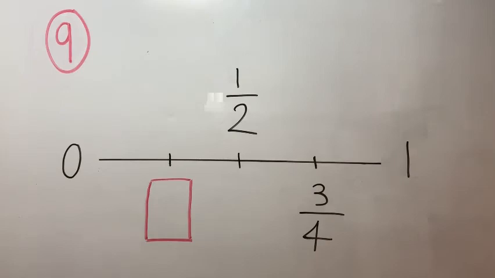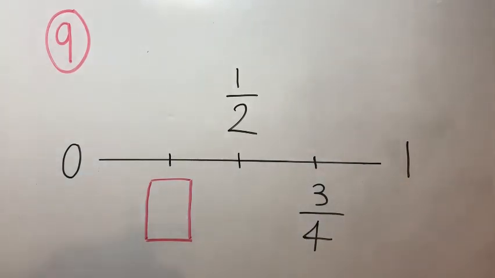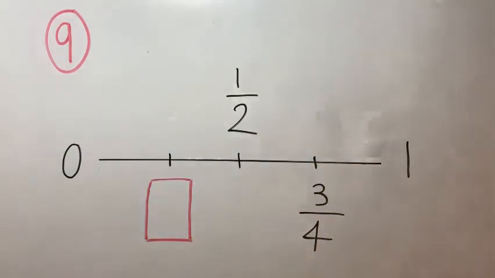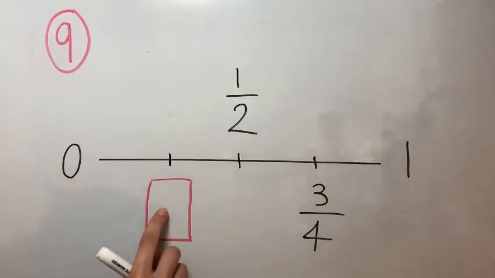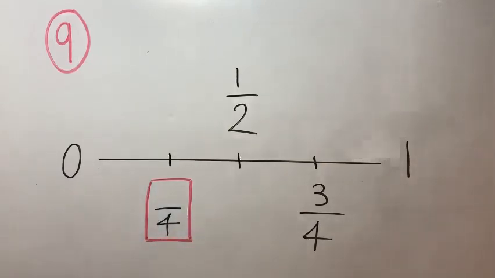Question 9. Here we have a number line. We've got 0 at one end, 1 at the other end, half is in the middle, and we've got 3/4 down here. And we're trying to figure out what fraction would go inside this box. We can see that the number line is divided into 4. We've got one section here, 2, 3 and 4. So we can figure out that this number inside this box is going to be over 4.